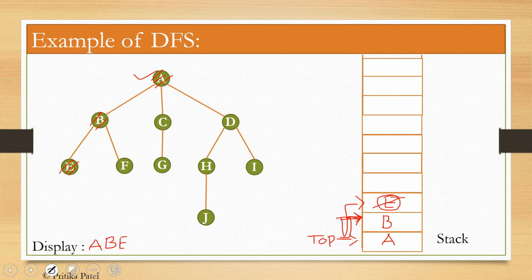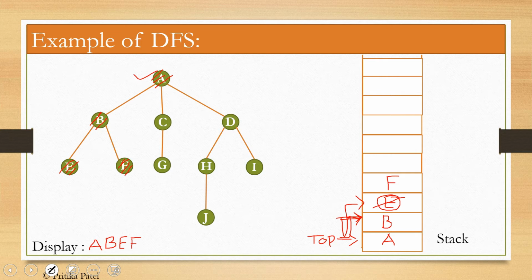Now again check whether the stack top has an adjacent unvisited vertex. Now the top of the stack is B. Does B have any unvisited vertex? Yes. Here F is an adjacent unvisited vertex. So visit this vertex F and mark it as visited. Then push it into the stack. So now push F into the stack and display F. So here we display F.